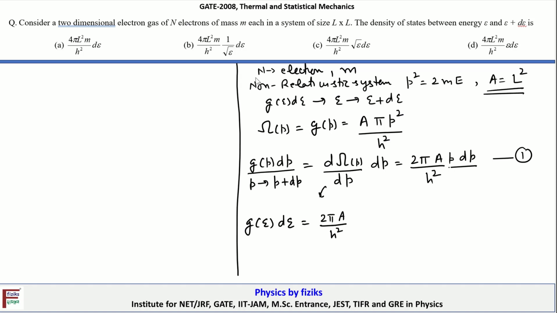Now I'm going to replace P dP with the appropriate expression in terms of energy. If we take a look at the energy expression for the non-relativistic particle, it is P square equal to 2mE. So what I can do is rewrite this as 2P dP equal to 2m dE.